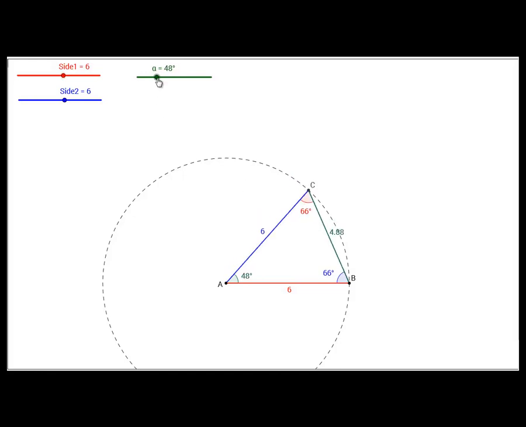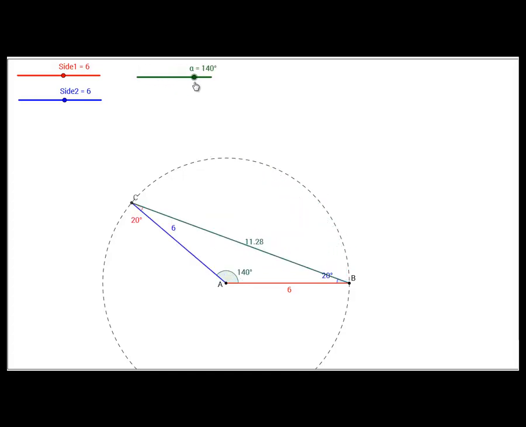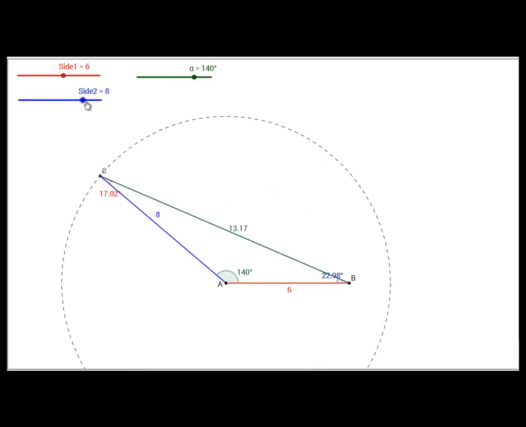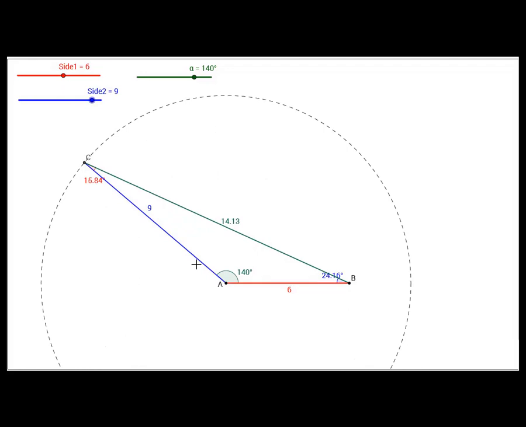If I make the angle smaller, you can see that the blue and the red stay the same, but the green side is shrinking. So that means the smaller I make that green angle, the smaller the green side is. The bigger I make the green angle, the bigger the green side is. Now this will also be true even if I start changing sides. So you can see now that I don't have the same size for both.